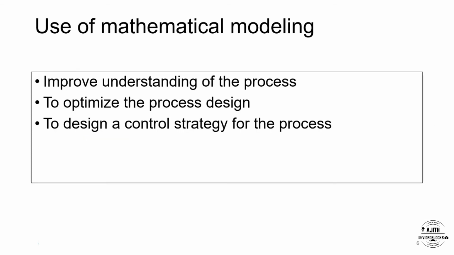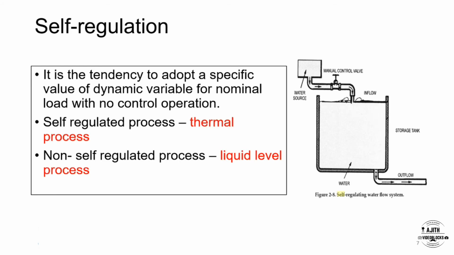Mathematical modeling is used for improving the understanding of the process, optimizing the process design with respect to equations, and to design and develop control algorithms for regulating the process. Hope you got an idea about the mathematical modeling and the use of mathematical modeling. Now let us move on to self-regulation.